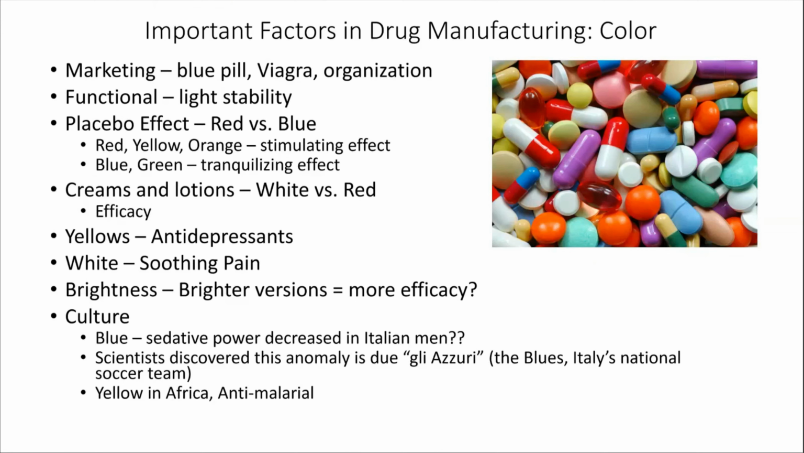So that's pretty cool. Also, antidepressants, usually a lighter color, yellow, usually for relaxing. White is usually for soothing pain. Brightness. If a color is brighter, usually it means it's more strength and more efficacy, like I mentioned before. And the weirdest one is culture. Wherever you're from in the world can actually determine what colors your drugs should be, because everybody in their culture has different connotations for different colors.